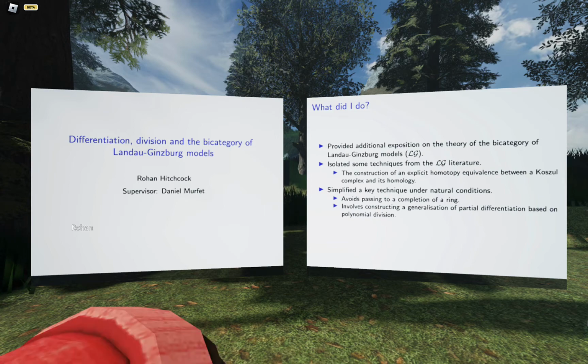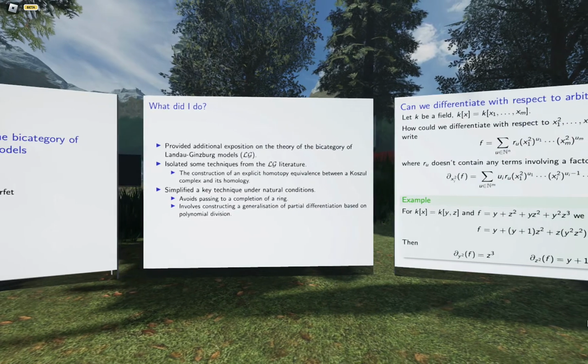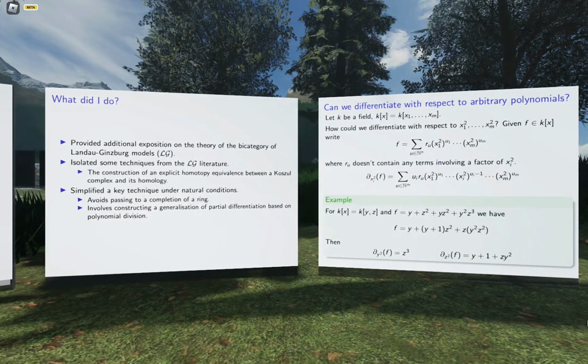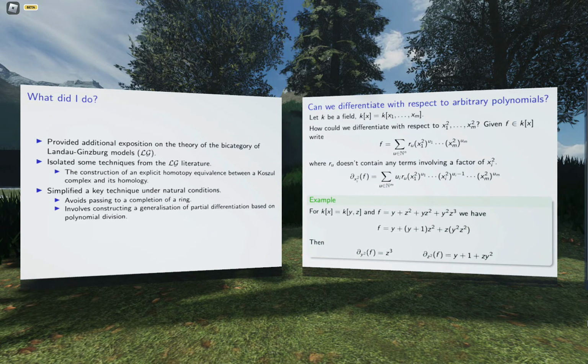Let's get into it. So what did I do in my thesis? I provided some additional exposition on the bicategory of Landau-Ginzburg models. Currently, a lot of the literature on this is fairly technical and inaccessible to non-experts, so my thesis goes some way to make that a bit more accessible. As I was doing this, I also isolated some techniques from the literature on the bicategory of Landau-Ginzburg models, which might prove useful in other contexts.